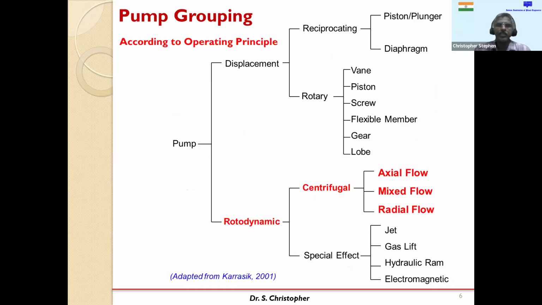Okay. Now I'll move on to the classification, which is the grouping of pumps. In general, pumps are classified as displacement pumps and rotodynamic pumps. Displacement pumps are normally divided into two categories: reciprocating and rotary. Reciprocating pumps are piston, plunger, or diaphragm. In rotary, you can see the vane, piston, screw, flexible member, gear, and lobe pump.